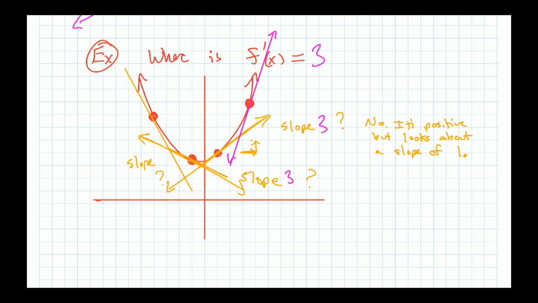3, 3, 3. Are they 3? No, right? This last one does look like it's about slope 3, right? Because a slope of 3 would be 1 over 3 up. And that's about how steep I drew it, right? So this last one would be the correct one.